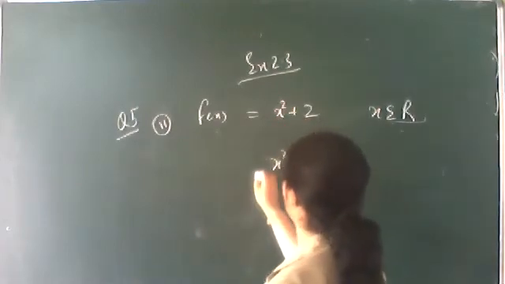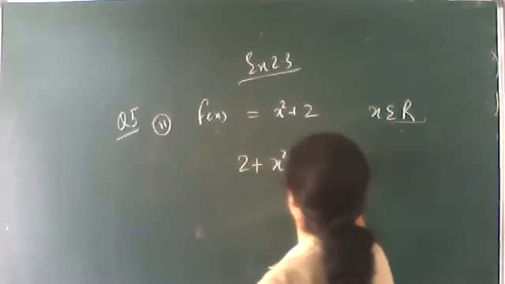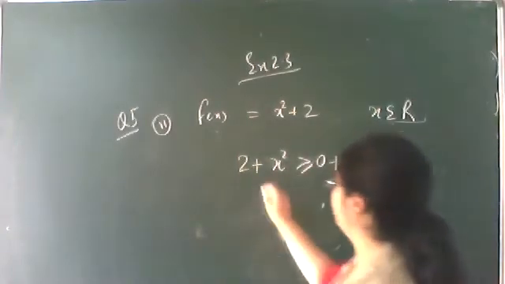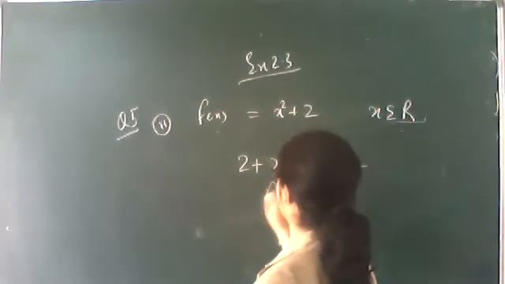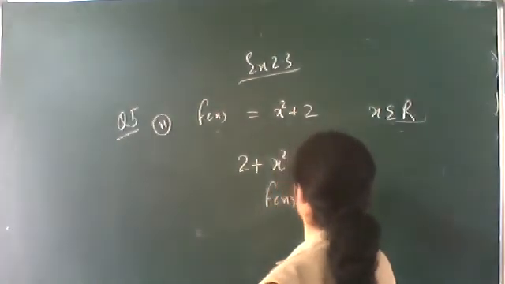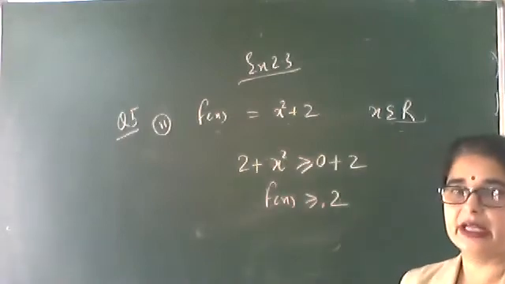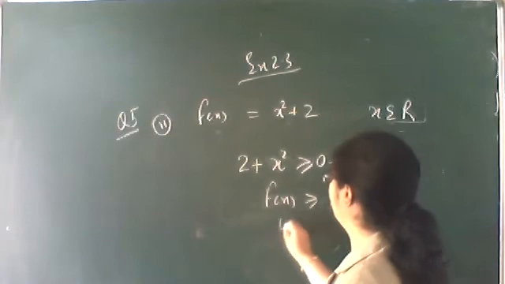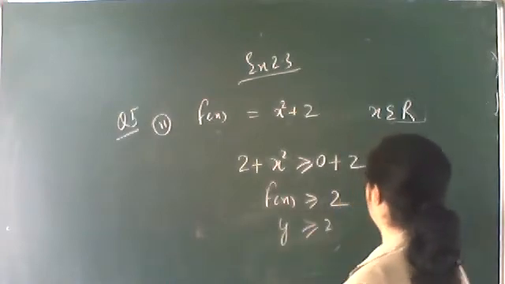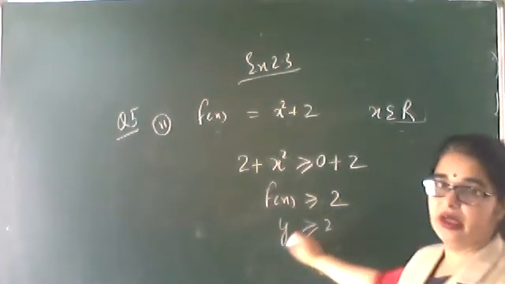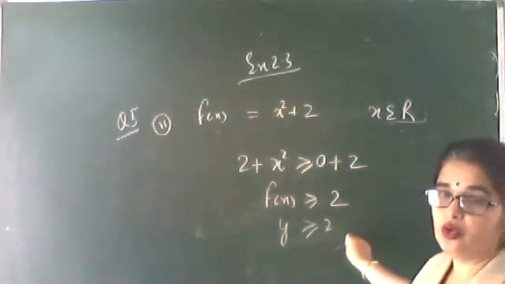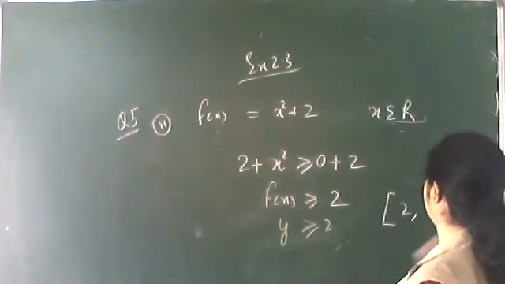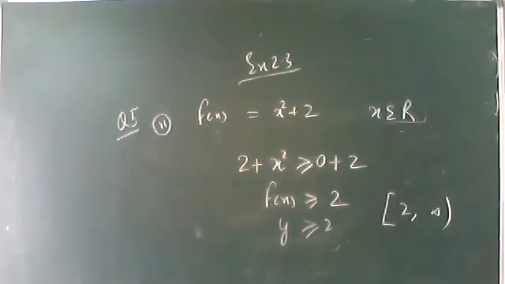Now what we want is plus 2. So can we add 2 on both sides? Yes. So what we will get: 2 plus x square, that is f(x), is greater than or equal to 2. Now when f(x) is greater than or equal to 2, we can say y is greater than or equal to 2. That means the range should always be 2 or greater than 2. So the range is 2 to infinity.